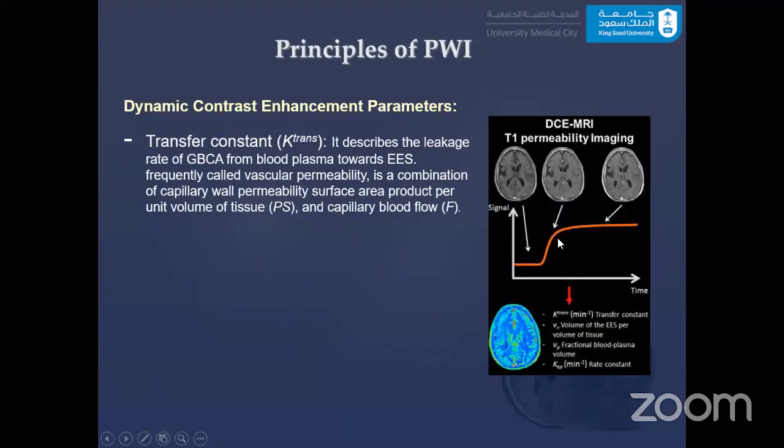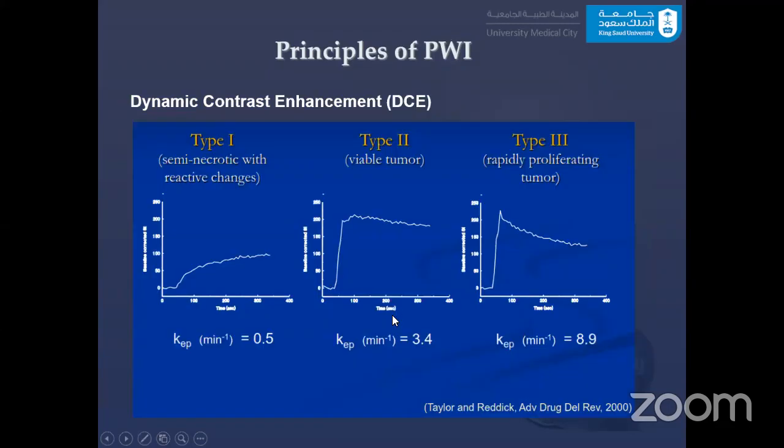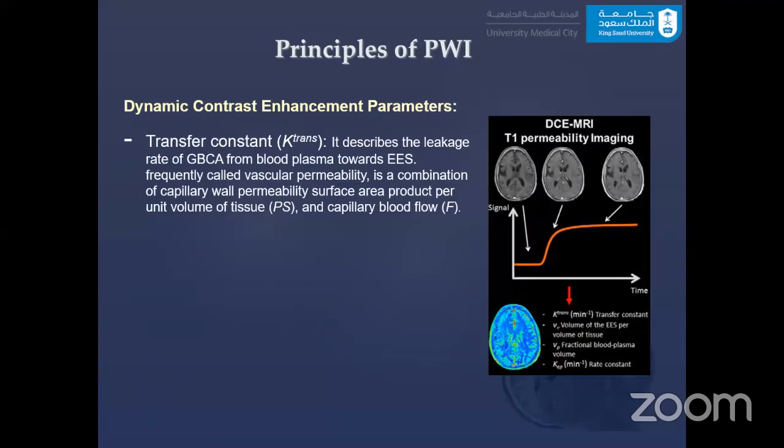So parameters in dynamic contrast enhancement are derived from the curve. We have a parameter called K-trans, which describes the leakage rate of gadolinium-based contrast agents from blood plasma towards the extravascular extracellular space. This is frequently called permeability, and is a combination of capillary wall permeability surface area product per unit volume of tissue and capillary blood flow. As I said, I have a graph later on: if the blood-brain barrier is damaged, there will be movement both ways. And so K-trans shows us the rate of this movement of blood through the blood-brain barrier.